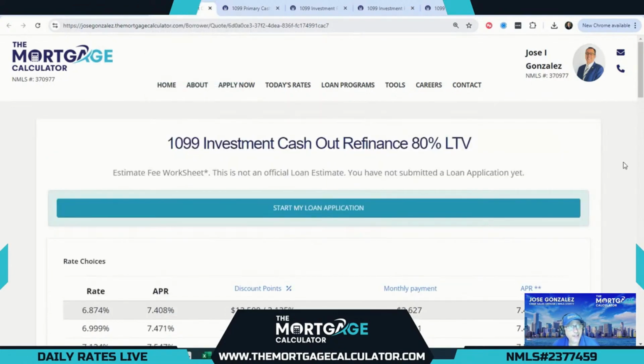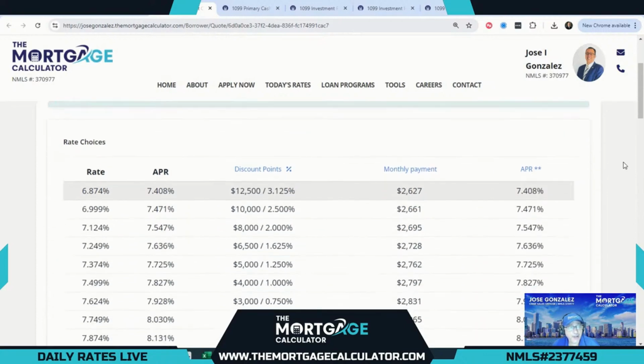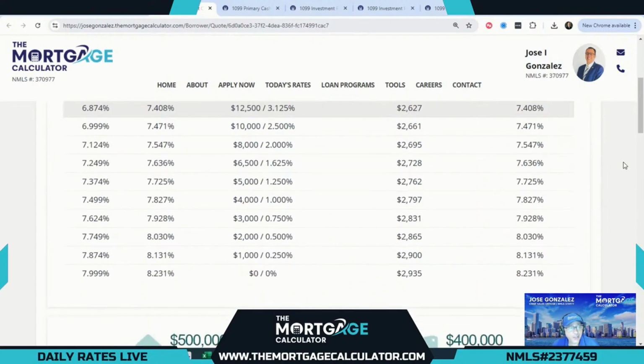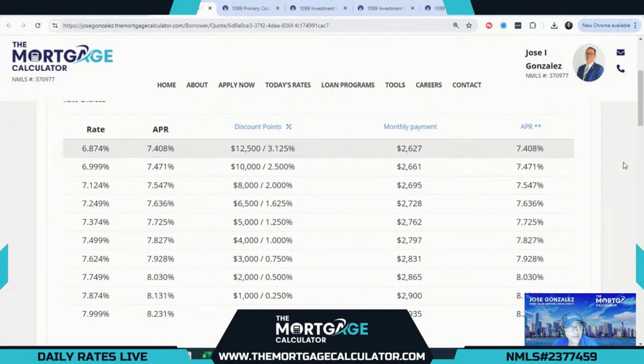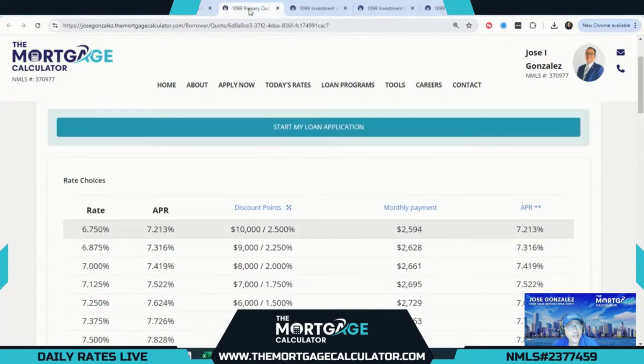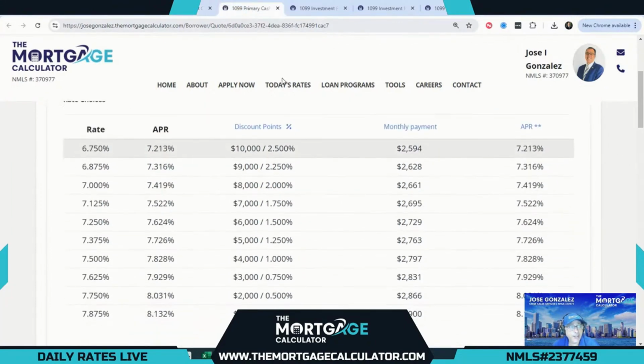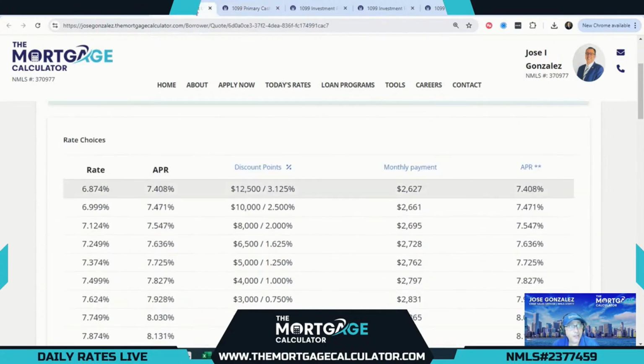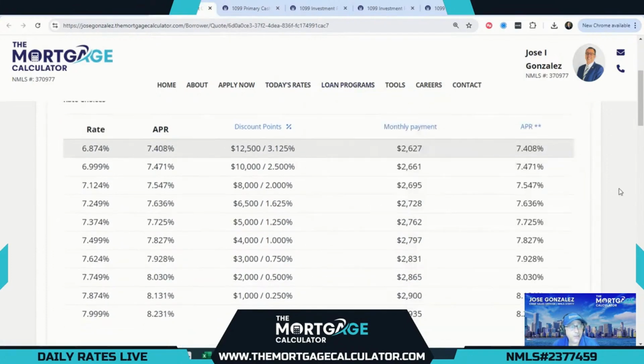Our investment cash out option, also 80% LTV, lowest cost option 7.999, which is par, and 6.874 lowest rate option at a cost of 3.125. And you do see a little bit better rate on this one. Well, actually, no, a little bit better than the investment, but the 5-year prepaid definitely helps pricing on that one.